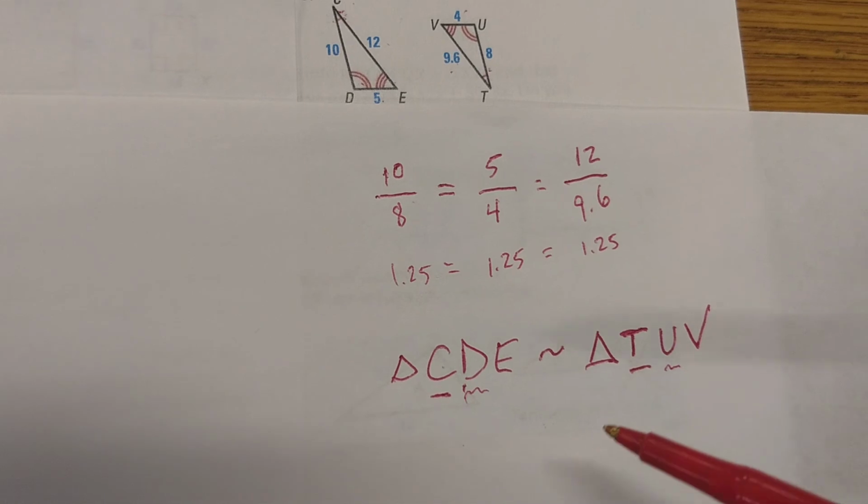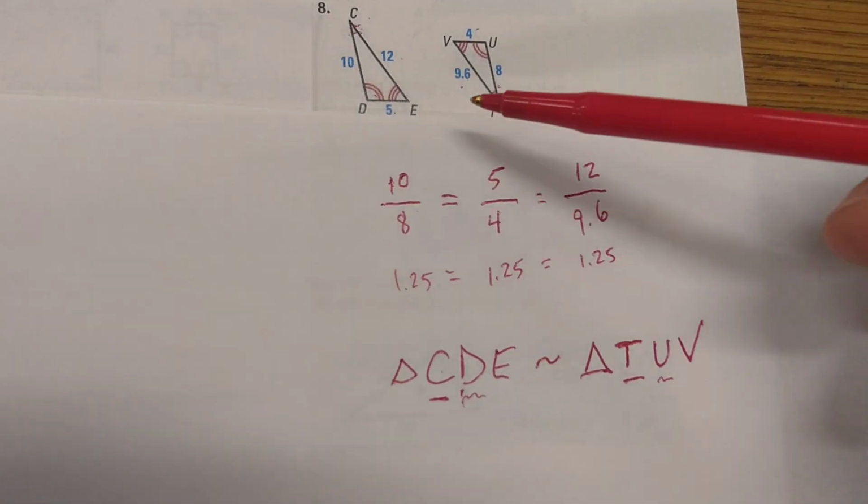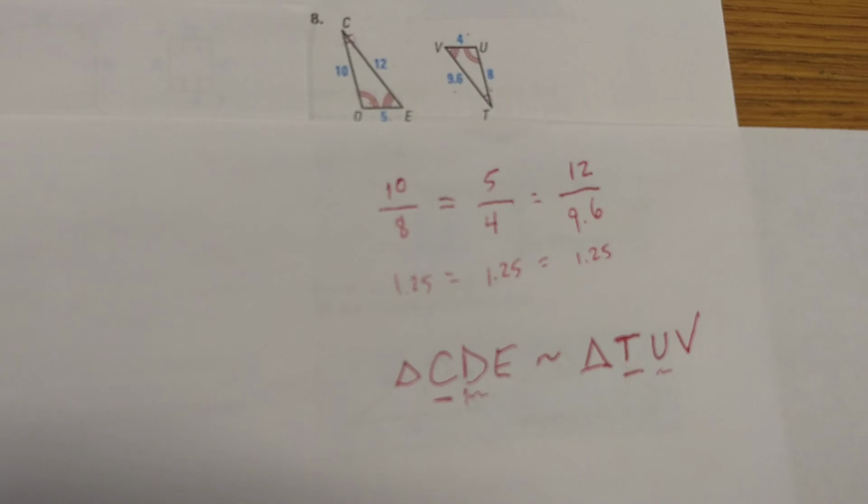Triangle CDE is similar to triangle TUV. I know that because all the angles are the same and because the side length ratios are the same.